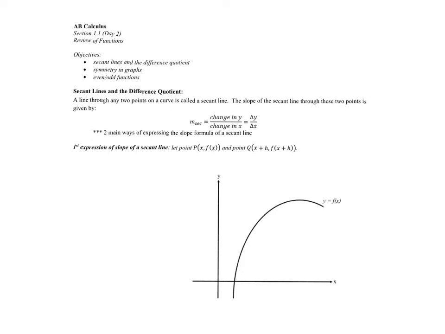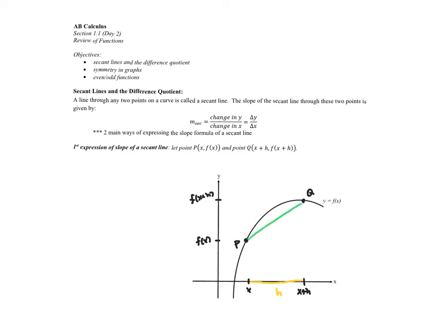So let's take the point x, f of x, and we're going to call that point P. And we're going to take the point x plus h and f of x plus h. We're going to call that point Q. Now the distance between x and x plus h, this length here in yellow, is h. And the secant line visually would be this green line connecting P and Q.